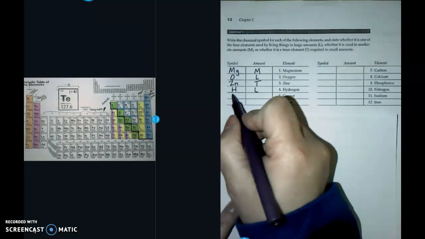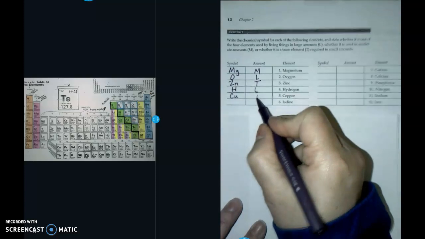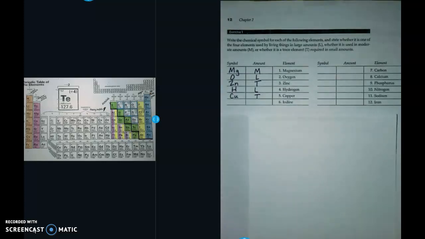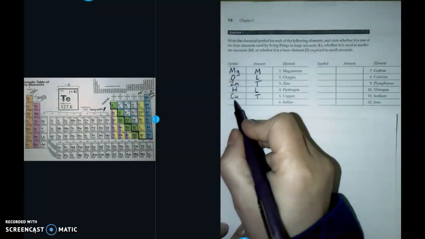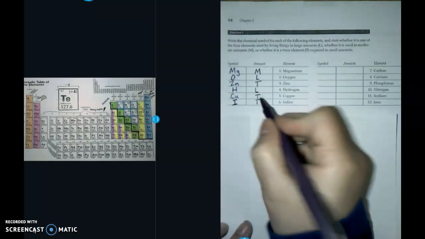Next is copper. And its symbol is Cu, not Co. And copper is needed in trace amounts. So when you see people wearing copper jewelry, a lot of times doctors recommend they wear some sort of copper jewelry or take a multivitamin because they can absorb that copper through their skin. The next is iodine. Symbol is letter I. And like we just said in our notes, you need those in trace amounts.